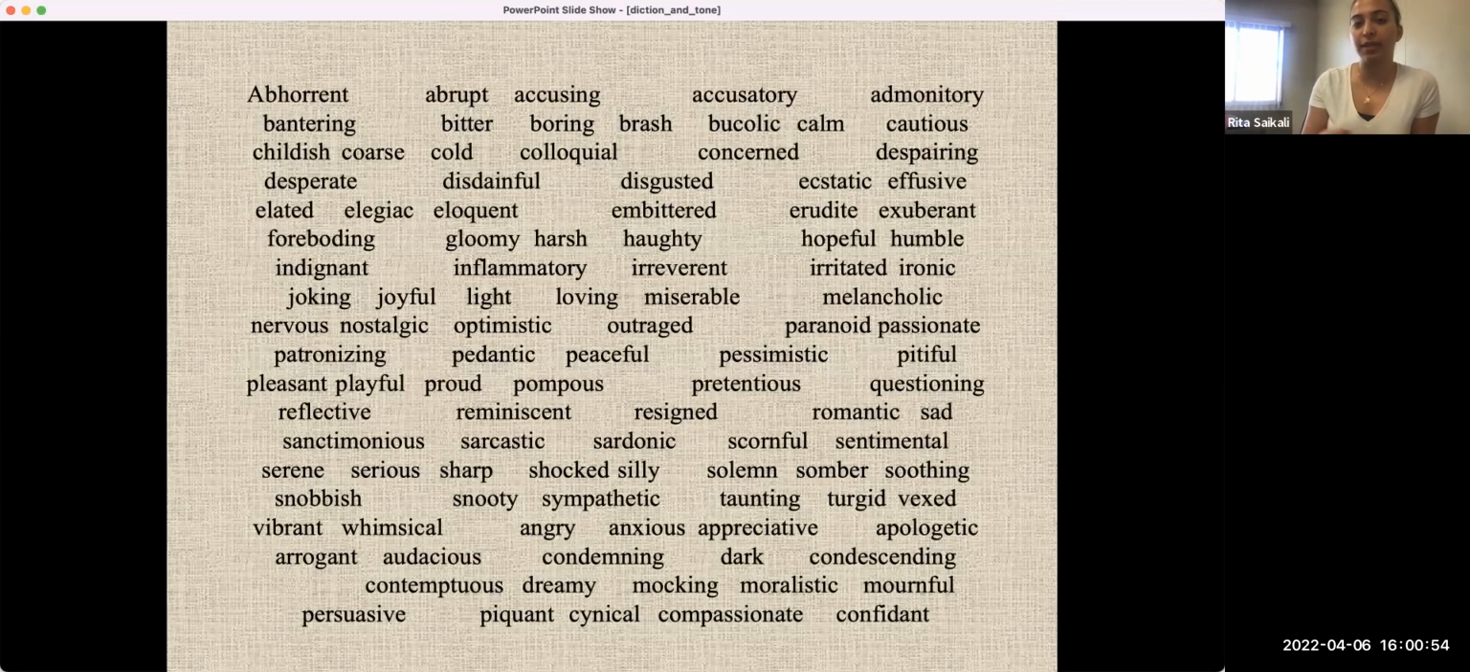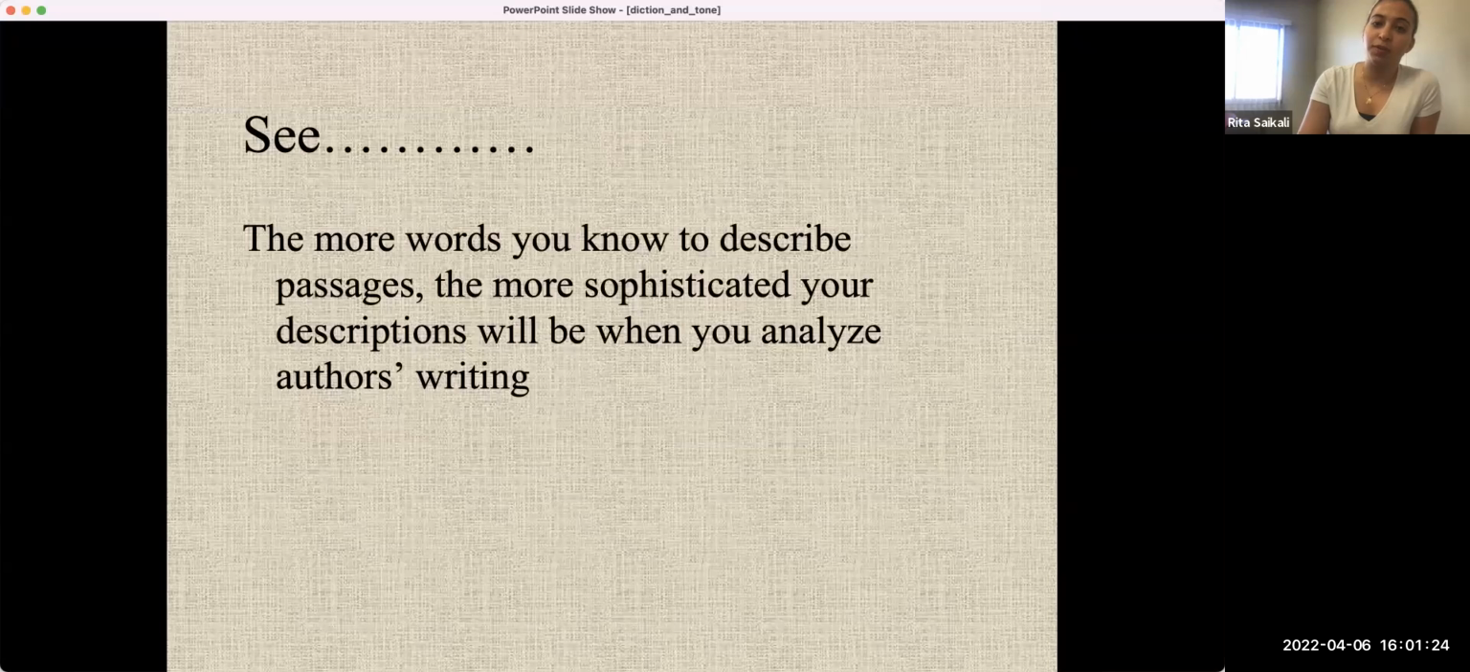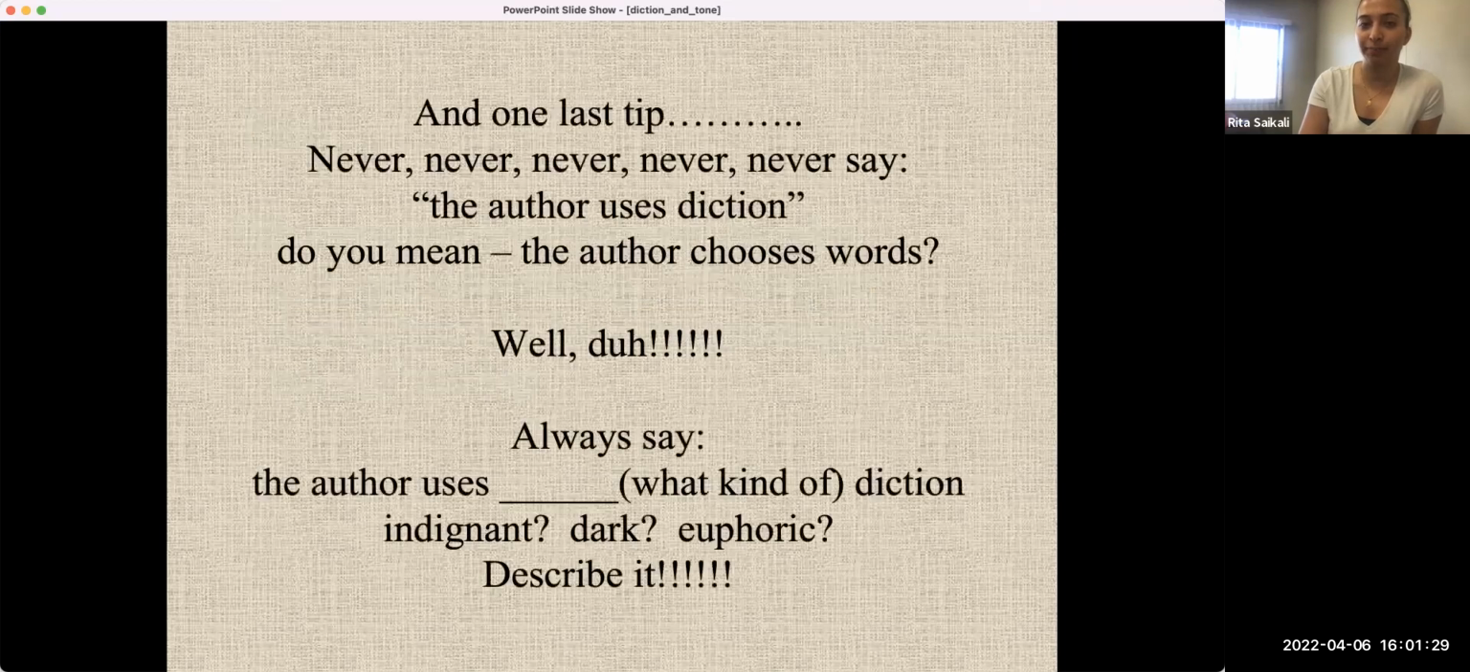All right, these are words that we can use to replace the normal, day-to-day words that we use. Instead of saying it sounds sad, you can say it sounds melancholic. Yes, all of these, for the most part, yeah. The more words you know to describe a passage, the more sophisticated your description will be when you analyze the author's writing, okay?